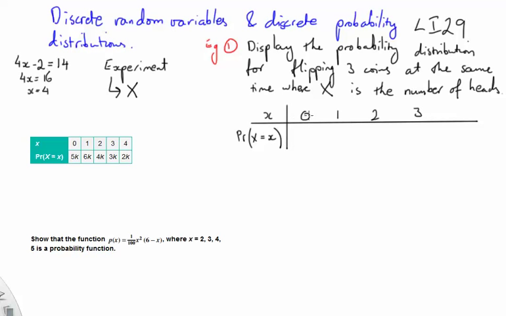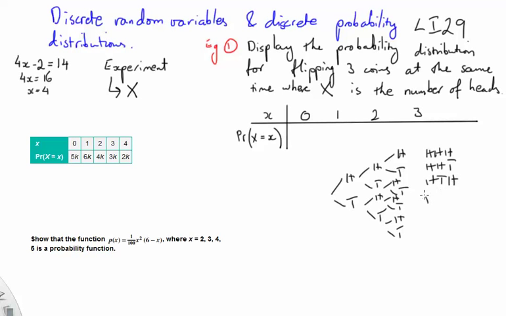So what's the probability of getting 0 heads? 1 head? 2 heads? 3 heads? Let's do a quick tree diagram. Heads, tails, heads, tails, and so on, until we have all eight outcomes: heads heads heads, heads heads tails, and so on down to tails tails tails.